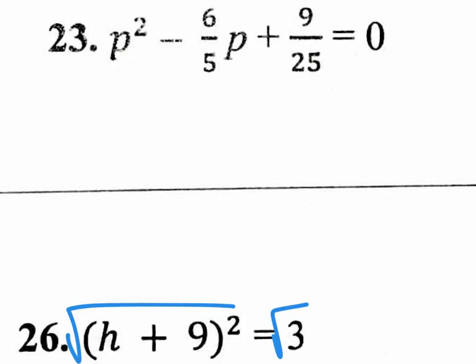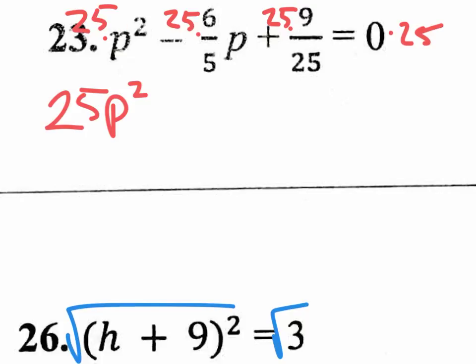Let's jump back to 23. What do I do to get rid of the fractions? Multiply everything by 25 would be the best option. Right? Go with the bigger denominator first. Multiply everything by 25. When I say everything by 25, I'm talking everything, even the 0 by 25. So 25 times p squared is 25p squared. And then over here, instead of saying 25 times 6, I'm going to divide the 25 by 5, and I'm going to actually have a 5 left over up on top. So 6 times 5 gives you 30p.